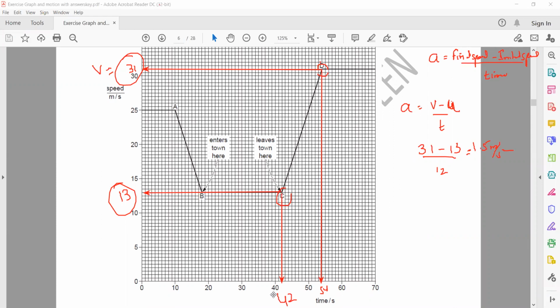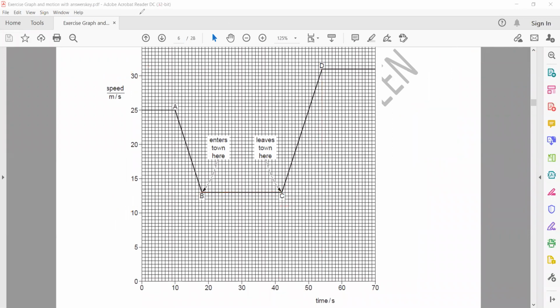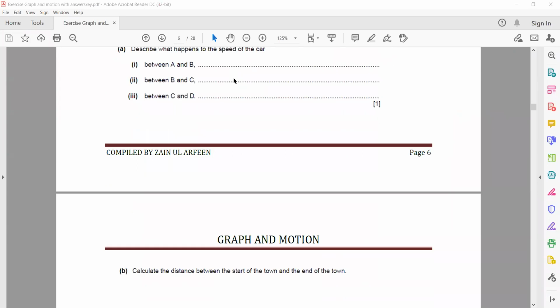Is it clear to everyone? This part. V minus u over t is the formula for acceleration.